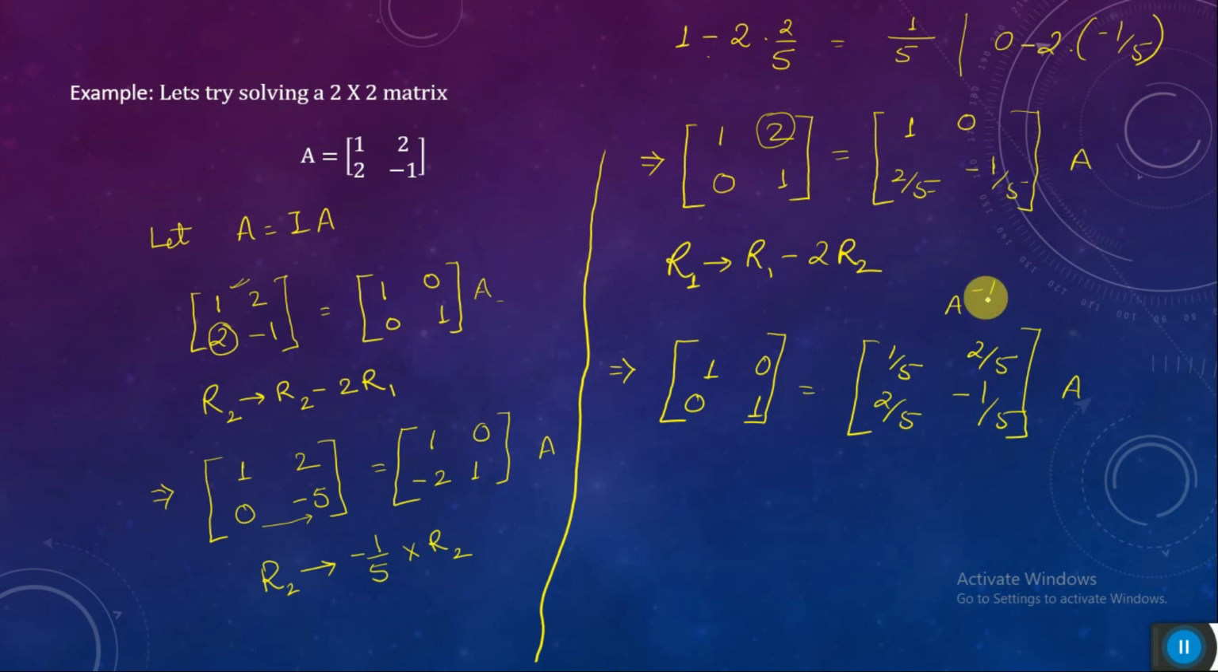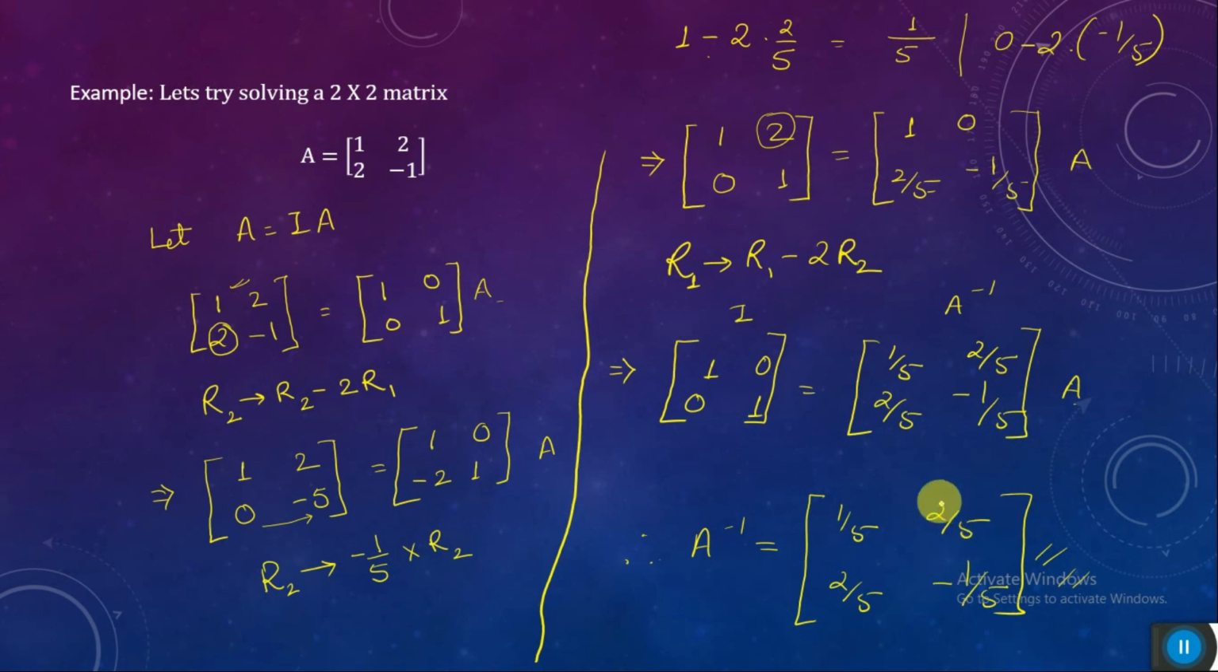This is your A inverse, this is your A, and this is I. So this is the matrix, and this is the inverse of this matrix. If you multiply these two, you will get I. So therefore A inverse is equal to 1 by 5, 2 by 5, 2 by 5 and minus 1 by 5. So this is your answer. You should not be confused. If you are confused, please rewind it and see again.